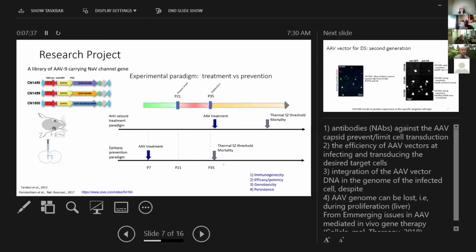And the outcome that we'll measure will be the susceptibility of the mice to terminal seizure and the mortality. And of course, in addition to all of that, we will measure the immunogenicity and other consequences of sending this gene into the mouse, and see whether there are any complications of the gene therapy itself.